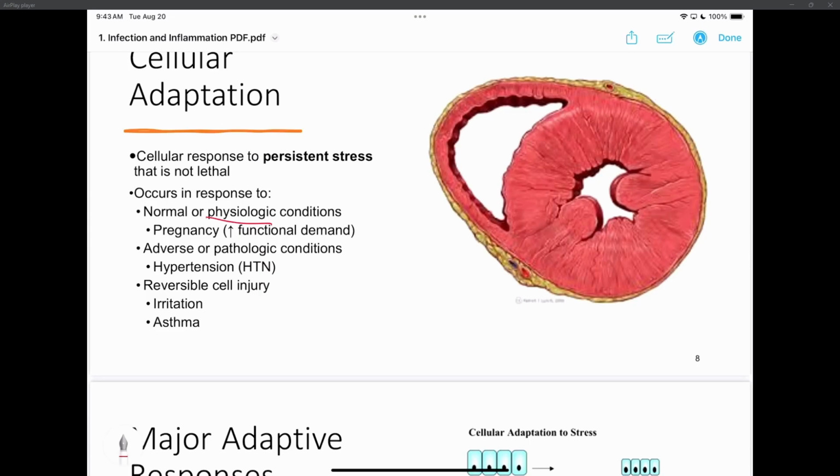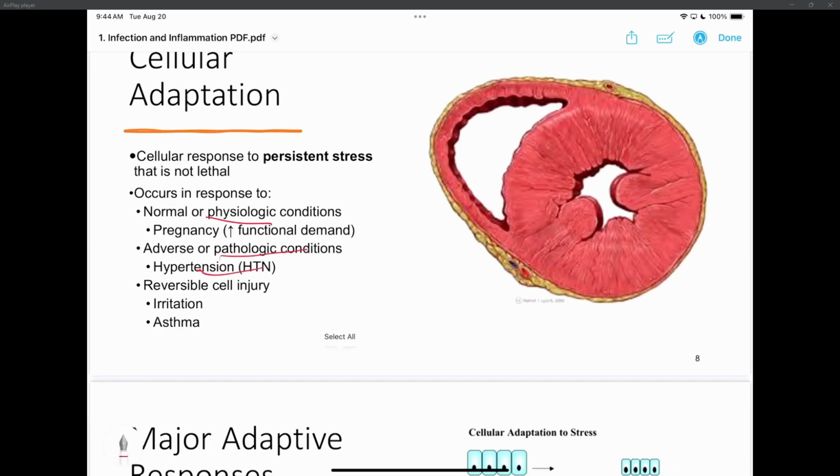It's normal. If you are exercising a lot, and your muscles get bigger, hypertrophy is a response to the stress of working out, lifting all those weights. But it's a physiologic response, having your muscles get bigger, because it's a normal response to exercise and it's healthy. Now you have adverse or pathologic conditions. Hypertension is not normal. This is a very thick heart. This is hypertrophy that is abnormal, pathological, because it's caused by hypertension.